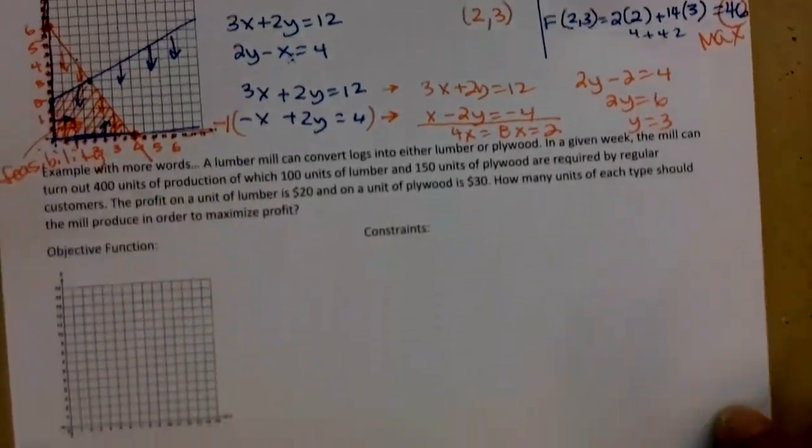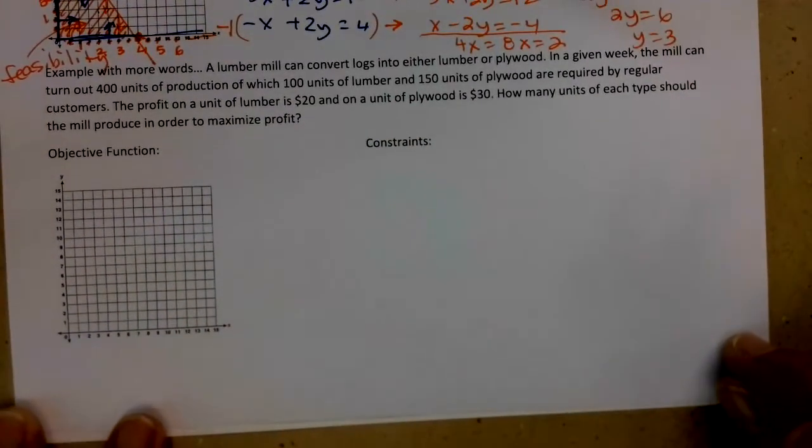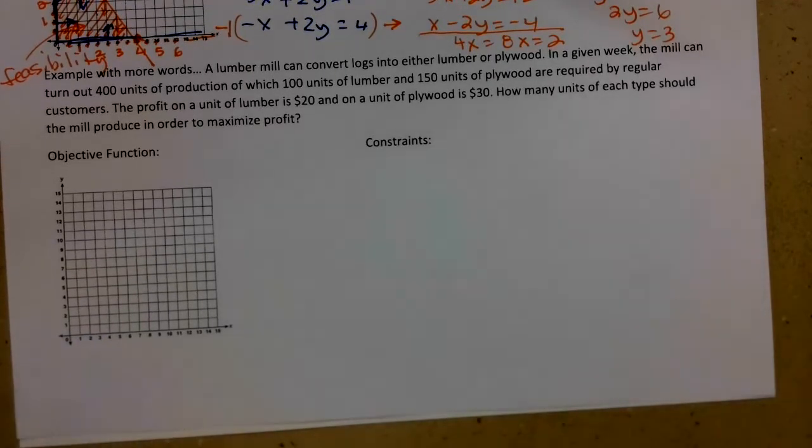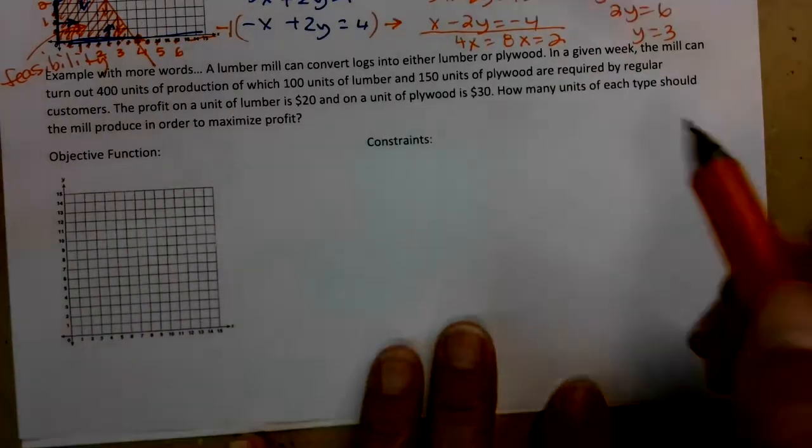Okay, so now let's do an example that has a lot of words. So we're going to have to go through and do some translating. Where you want to start is to figure out what the variables are. And usually the easiest place to find that is in the objective function. So you're going to look for the word maximize or minimize and see what you have control over to maximize or minimize.